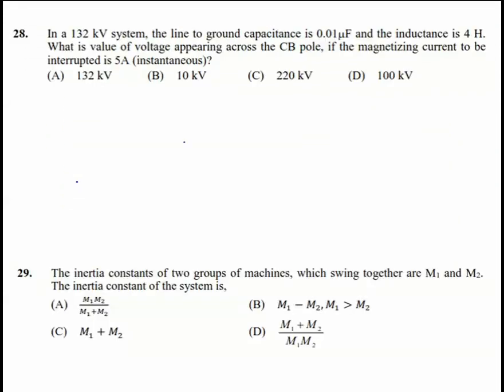And next one, we have 28th question here. In a 132 kV system, the line to ground capacitance C value you have mentioned. So C is nothing but 0.01 microfarads, and the inductance L value given is 4 Henry here. We need to find the value of voltage across the circuit breaker poles here.